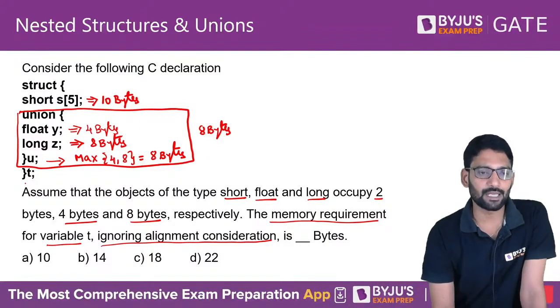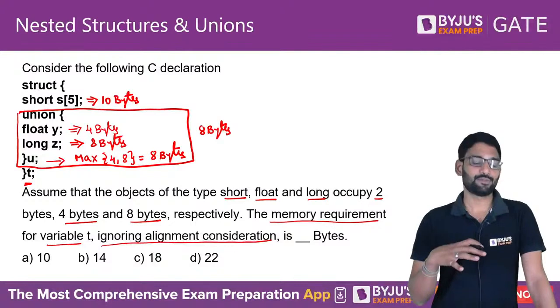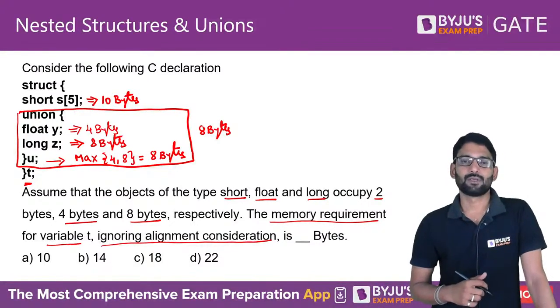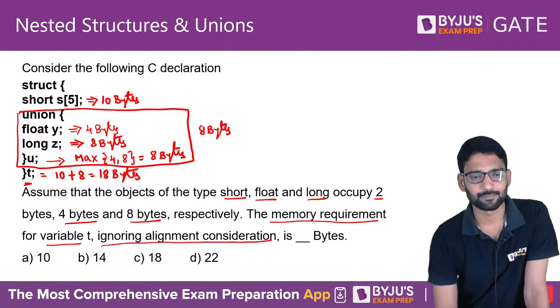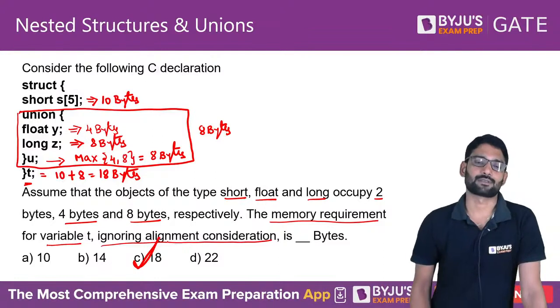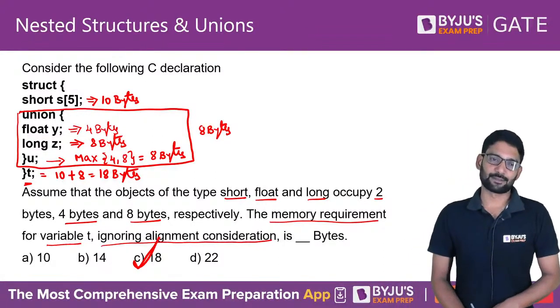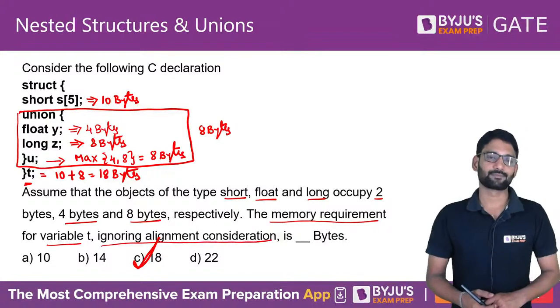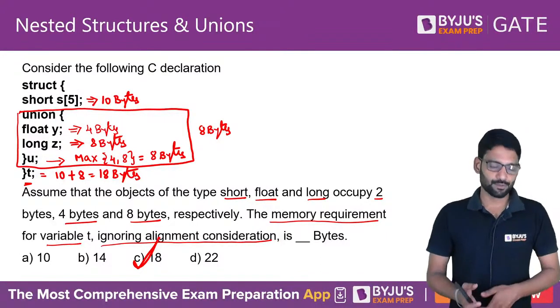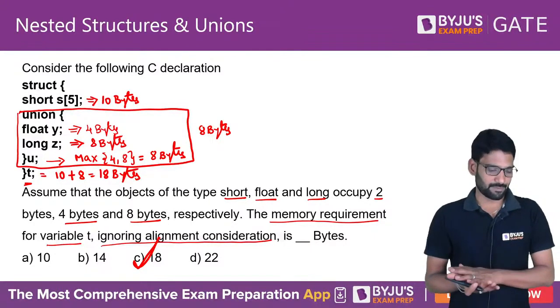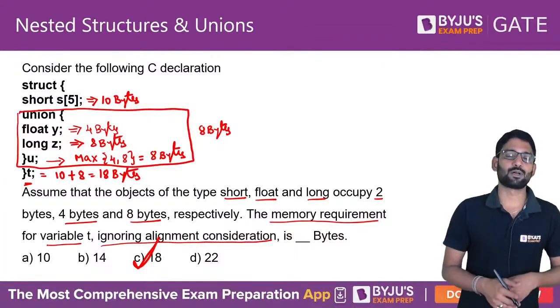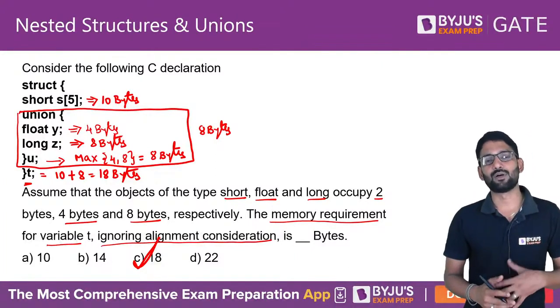Now t is what? Variable of the structure. So it gets memory equal to the sum of its members' size, that is 10 plus 8, 18 bytes. So yes, 18 is the right answer. Understood everybody? So this is the concept of nested structure or union.